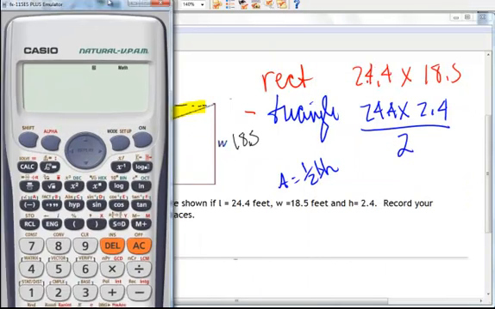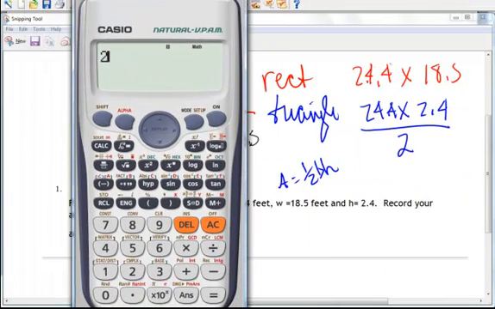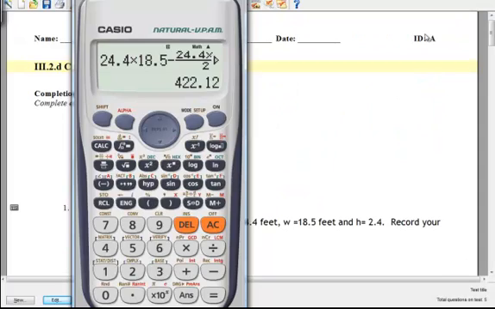we'll take 24.4 times 18.5 and then subtract, I'm going to do it as a fraction, 24.4 by 2.4 over 2, and we get 422.12. Next one.